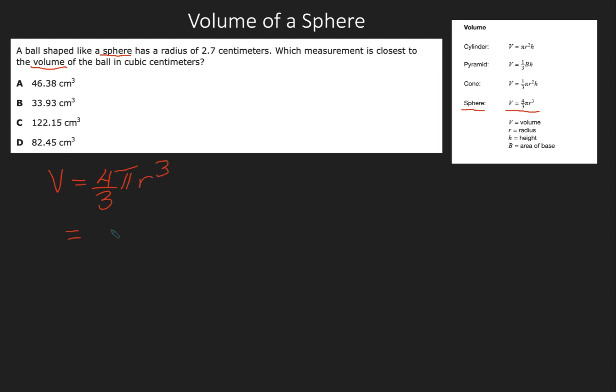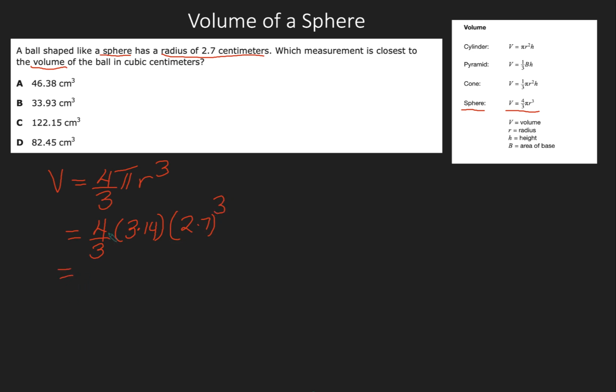Your next step is we're going to replace our variables by our numerical values. So most students would put 4 over 3. Some people like to replace pi by its estimated value, which is 3.14. Okay, it said that the radius was 2.7, so we can use that. So 2.7, and that's raised to the third power.